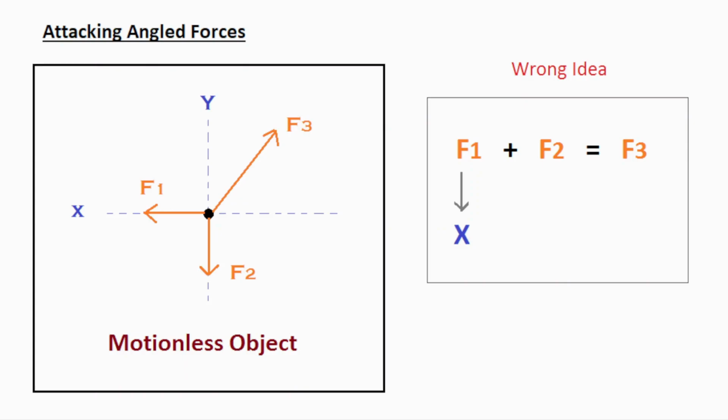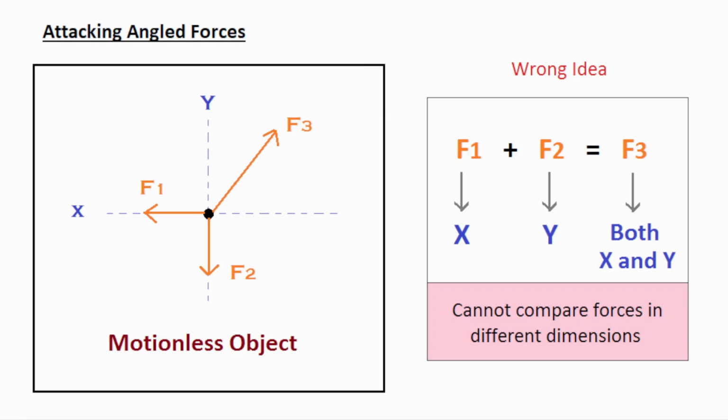F1 is directed along the x-axis plane, F2 along the y-axis plane, and being that F3 is angled, it is acting in each plane at the same time. Forces, like all vectors, cannot be compared in the same equation if they act in different dimensions. So if this is the wrong idea, then what would be a better idea?